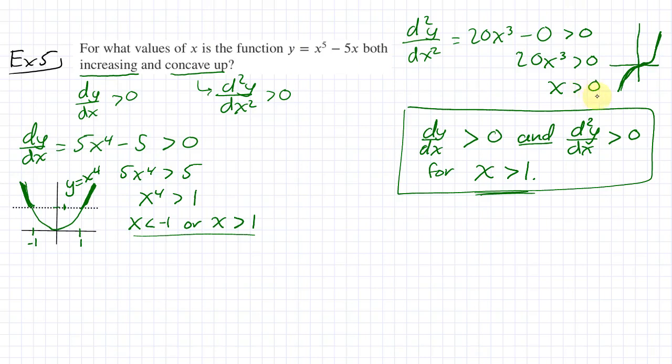So that's just when x is positive. So when is the original function increasing and concave up? Well, both of these things have to be true. So the x is less than -1 doesn't actually work here. So we need to have x greater than 0 because of this. So the only part that we get is where these two sets overlap, which is when x is greater than 1.